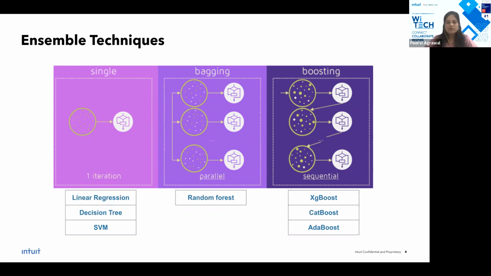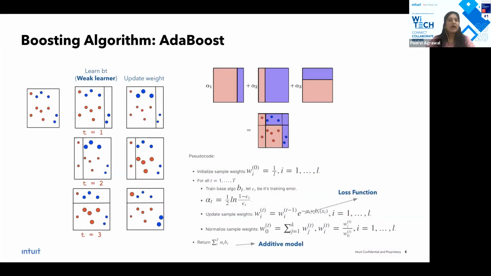As I mentioned before, we have different algorithms in each of these categories, and we are going to look specifically at the different algorithms used in the boosting space. The boosting algorithm tries to build a strong learner, learning from the mistakes of the previous weak learners. There are three elements that you must have to create a boosting algorithm: one is a weak learner, second is a loss function, and third is an additive model.